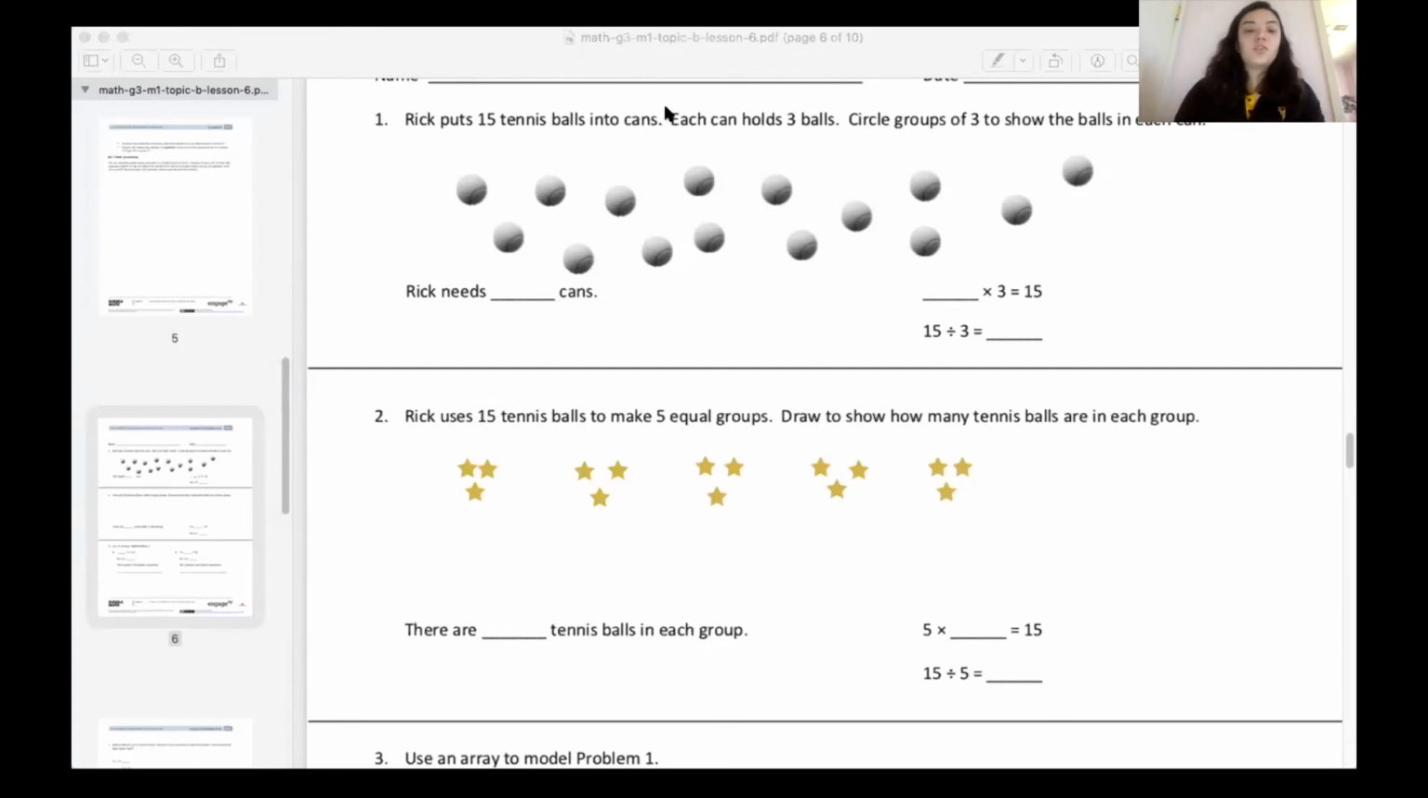So we have 5 groups. There are 3 balls in each group. 5 groups times 3 in each equals 15. 15 divided by 5 equals 3. All right, let's move down to the next problem.